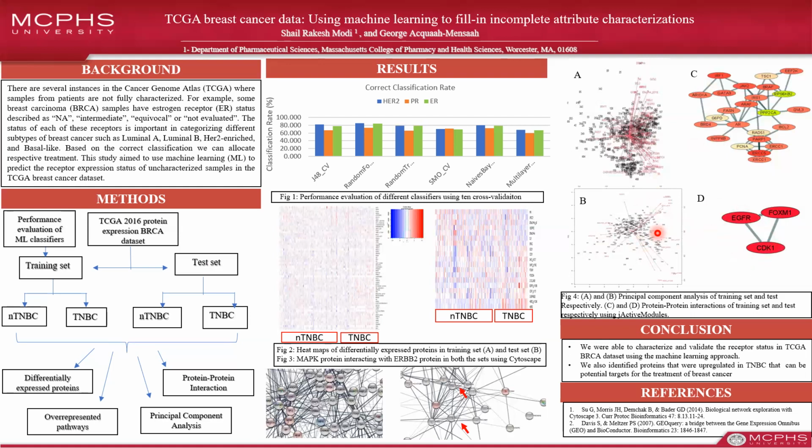In conclusion, we were able to characterize and validate the receptor status in the TCGA breast cancer dataset using machine learning approaches. We also were able to find protein-protein interactions and those proteins which were upregulated in triple negative breast cancer that could potentially be targeted for the treatment of breast cancer.